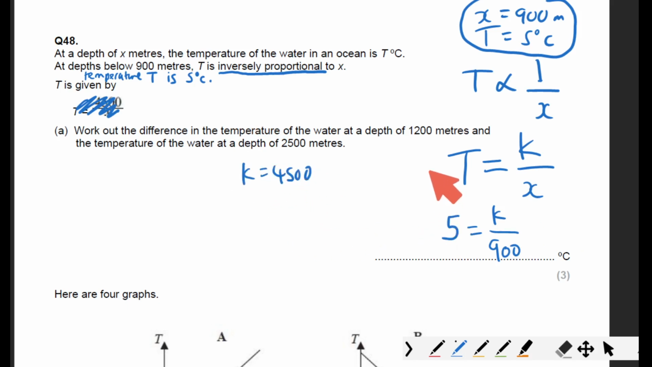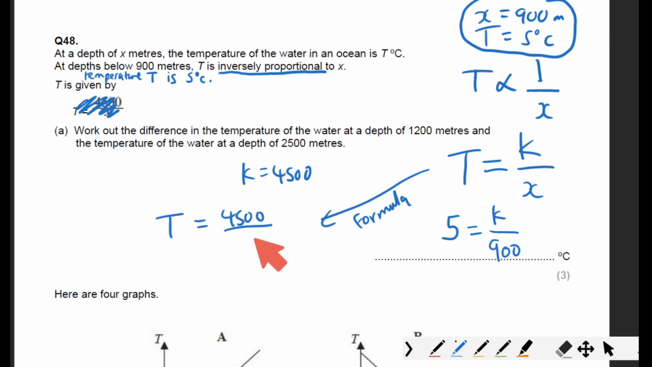So therefore, now we can write our formula. The formula is T, the temperature, is 4,500 divided by x. That's the formula. So for any value of x, we can work out the temperature. It's what's been done here.